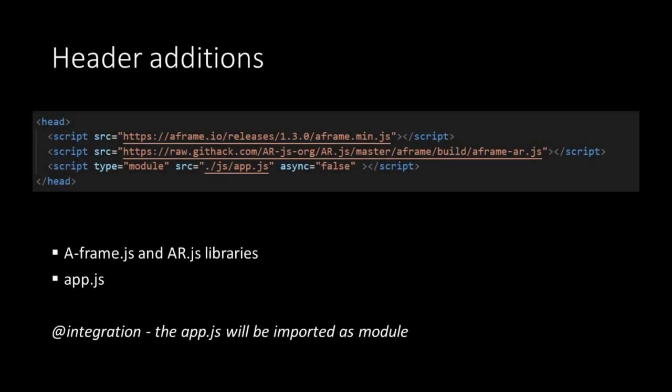And then in the header, we are going to import the libraries. We already discussed this in lecture 2. So on top, you see the A-frame library, then the AR.js A-frame library. And after that, we will import our app.js file. So that's another script tag. And inside the opening tag, you will see the path to this file.